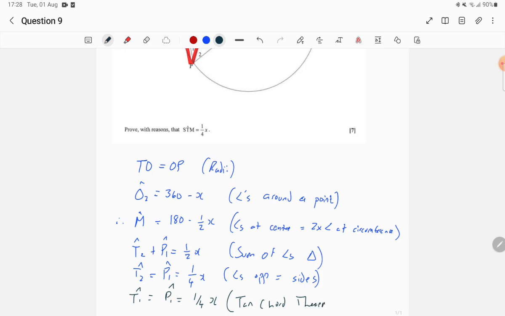So this would essentially be the shortest way to get STM to be a quarter X. And let's just change this here. Let's just call it STM. That's what they asked us to. They didn't call it T1. So STM is equal to P1 is equal to a quarter X, tan-chord theorem. So there are other ways. There are one or two other ways you could have expanded the sum of angles of a triangle if you wanted to, but you would still come to the same answer.